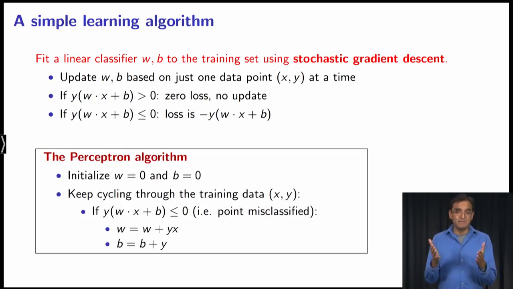We start W and B at 0, and then we just keep cycling through the data. Okay? And if we're correct on the next data point, there's nothing to do. If we are wrong on the data point, then we simply take W and add YX to it, and we take B and add Y to it. That's it. This is literally 4 lines of code.